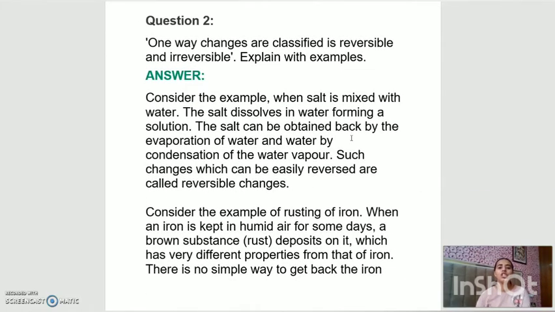Now, one-way changes are classified as reversible and irreversible. Explain with example. Now they have asked me that one-way changes are classified as reversible and irreversible. Now you have to explain both things by giving an example of reversible as well as of irreversible, right?